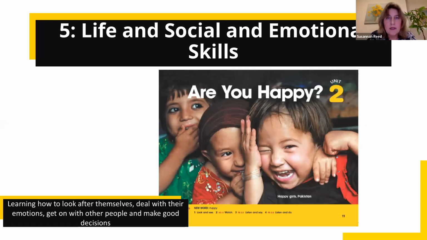Okay, and the final set of skills I'm going to talk about, but of course of crucial importance, are life skills and social and emotional skills, key to any educational program, but very much so in kindergarten, when children are so young that some of them will still be learning the basic needs of how to get dressed and take themselves to the toilet, as well as navigating the social skills of making friends and getting on with other people. So these are essential skills that they need as they learn how to look after themselves, deal with difficult emotions or setbacks, get along with other people, and make good decisions.